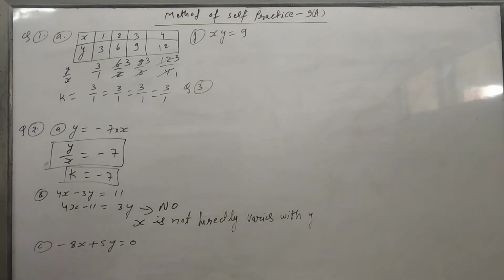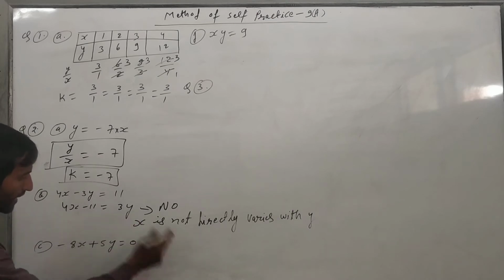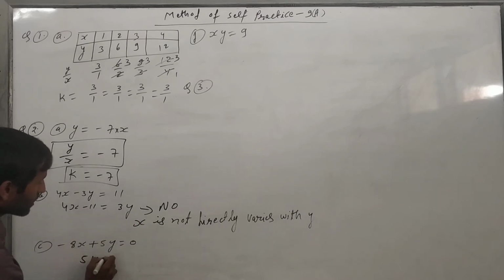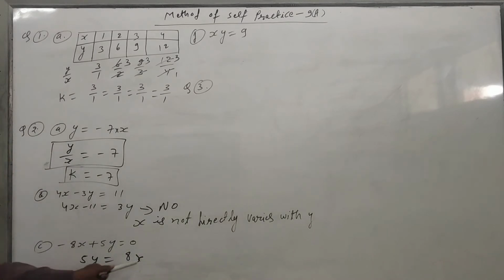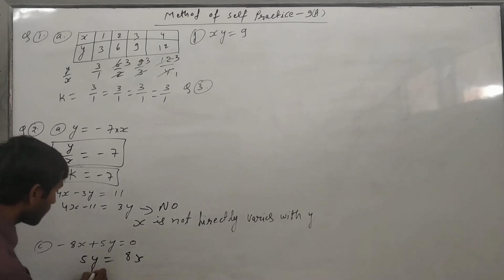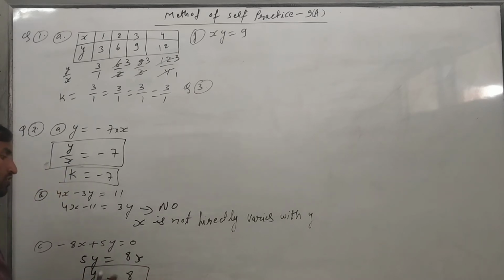Now in question C, just transpose the 8x to that side, so it becomes 5y is equal to 8x, since 0 plus 8x is just 8x. Now x will come to this side and 5 will go to the other side, so y upon x is equal to 8 upon 5. So it is constant. So we can say the constant of variation is 8 upon 5. This is the final answer.